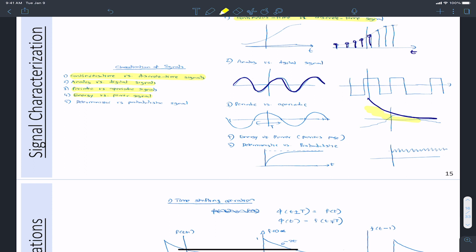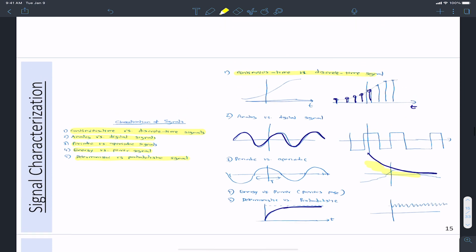And then deterministic versus probabilistic signal. So deterministic signal, for example, if you think about an RC circuit, which we will do in the lab, if we apply a voltage across an RC circuit, we can determine how the voltage is going to rise across the capacitor. It is basically like what is shown here. We can estimate how the signal is going to rise, whereas a probabilistic signal is, for example, some statistical noise.